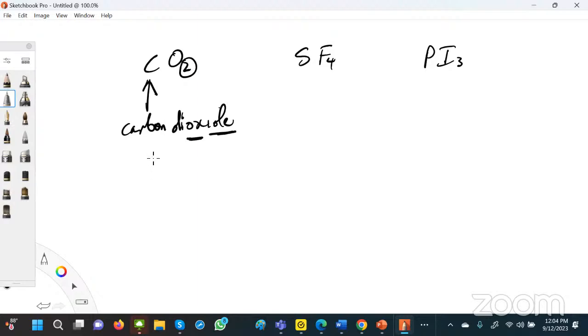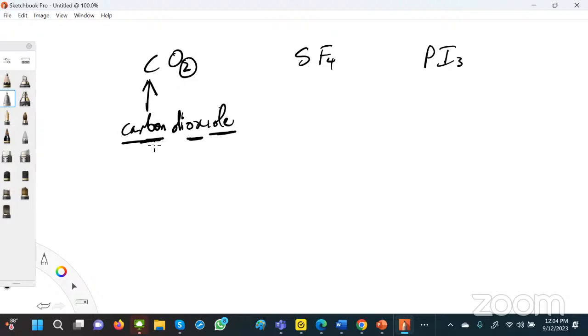And there are some prefixes that you guys simply need to know, all right? Mono for one, di for two, tri for three, tetra for four, and so on, right? So these are the prefixes that you're going to use to indicate the number of atoms of each element present in the molecule. Now, you might be wondering, okay, so why don't we use any prefixes for the carbon right here?